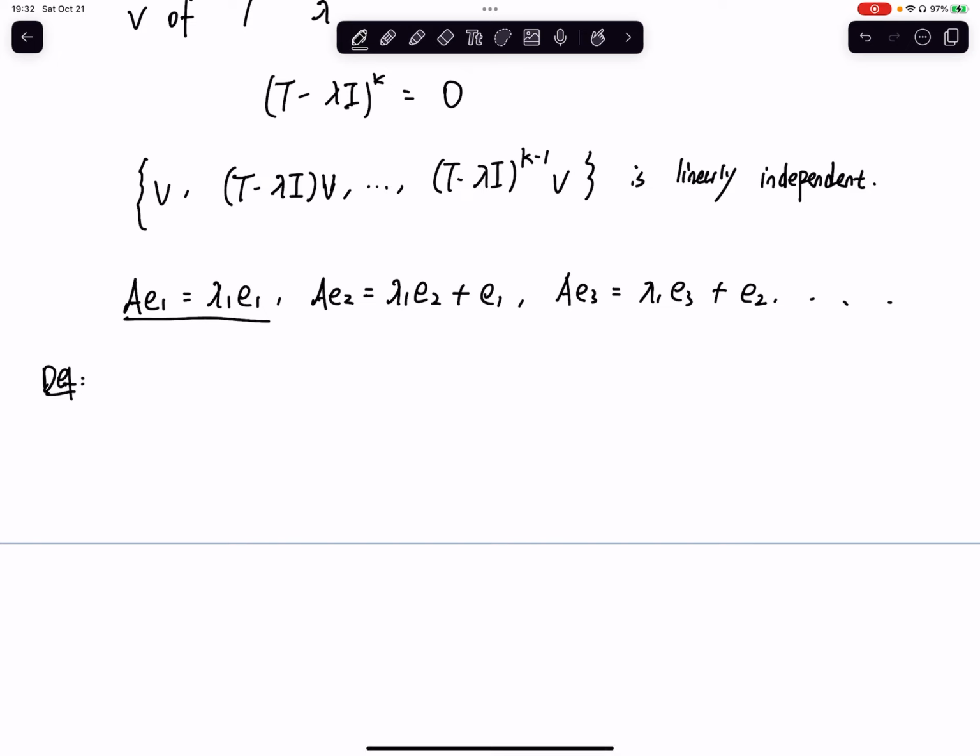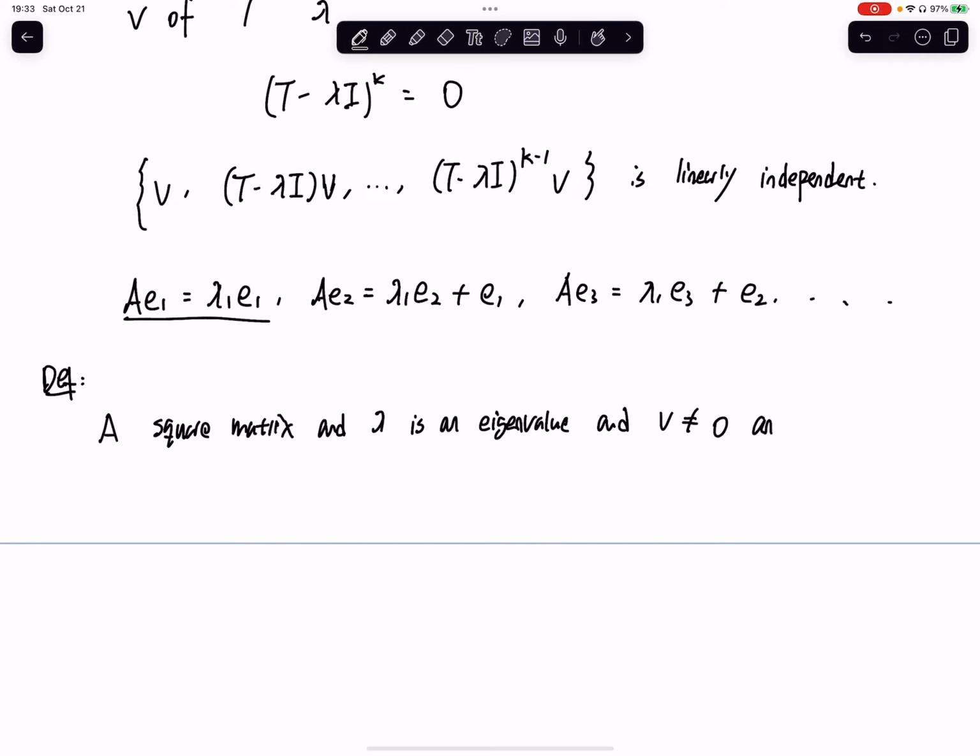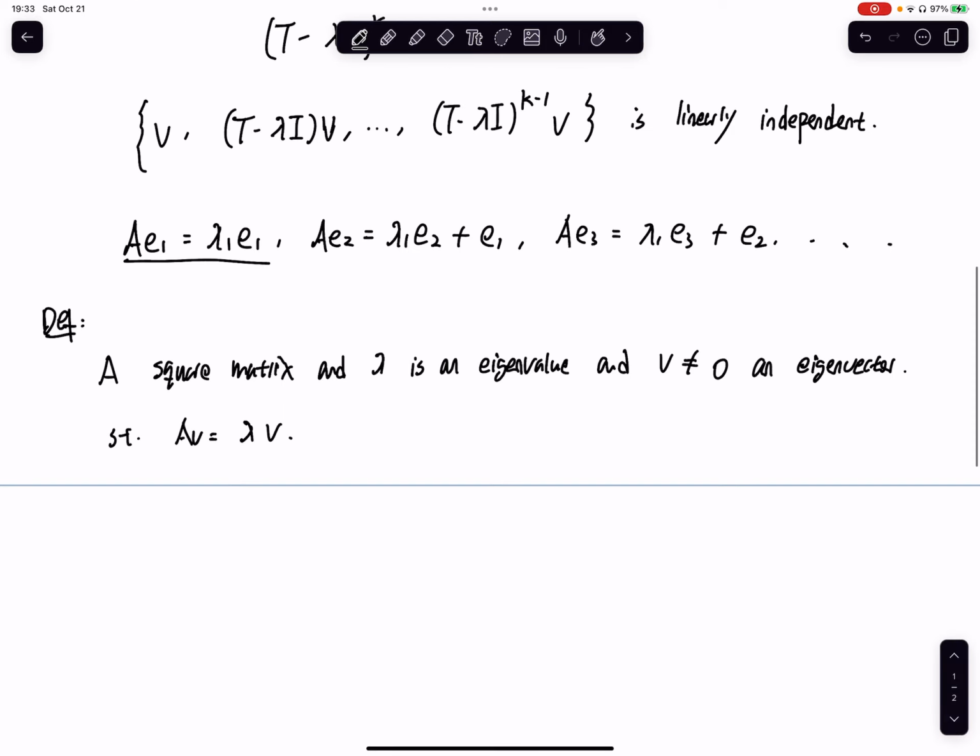We can generalize this into a definition. So A is a square matrix, lambda is an eigenvalue, and v is a non-zero eigenvector such that we have Av equals lambda v. The first generalized eigenvector attached to v is the solution v1 of the equation A v1 equals lambda v1 plus v. And the second is that A v2 equals lambda v2 plus v1, and so on.